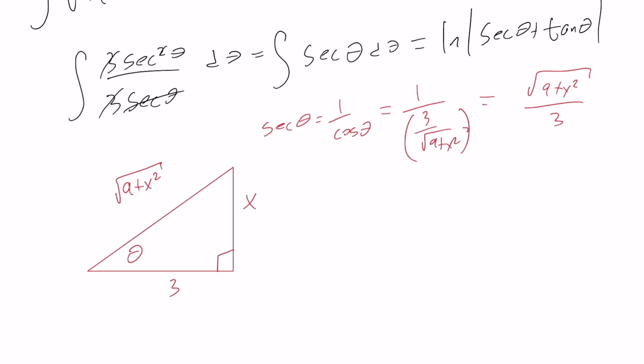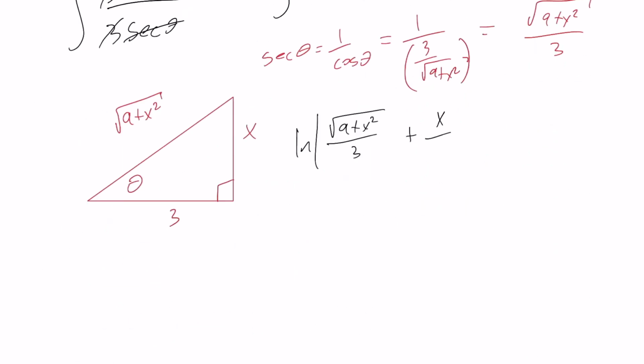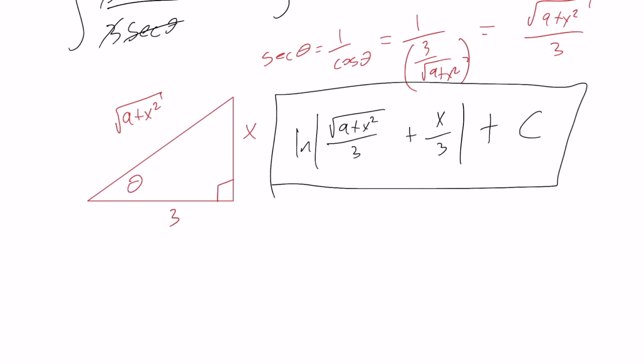So let me write this a little bit neater. We find that secant of theta, which you can think of as 1 over cosine theta, or as hypotenuse over adjacent, works out to be root 9 plus x squared all over 3. So finally, our final answer is the natural log of the absolute value of the square root of 9 plus x squared over 3 plus the tangent of theta, which we already know is just x over 3, plus C. Got to have that constant of integration.